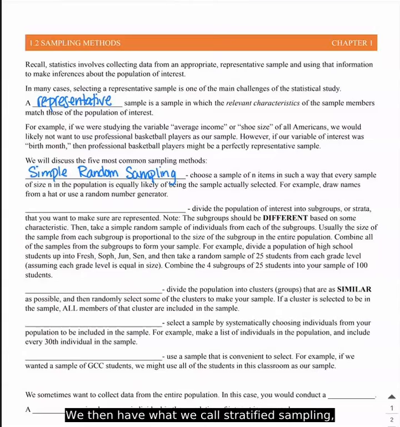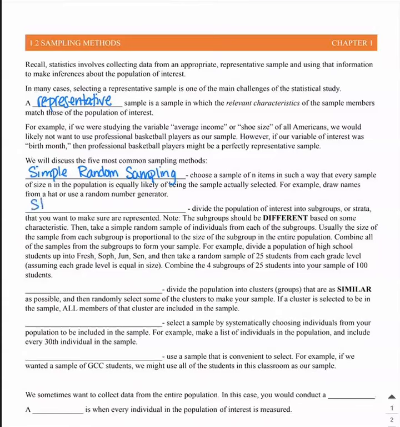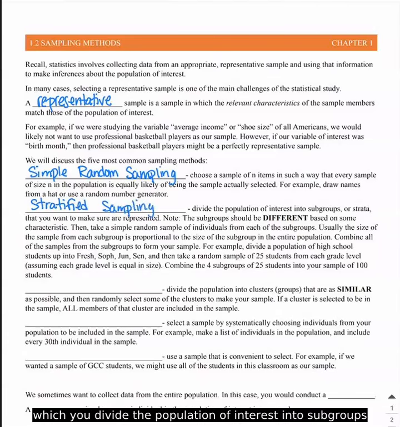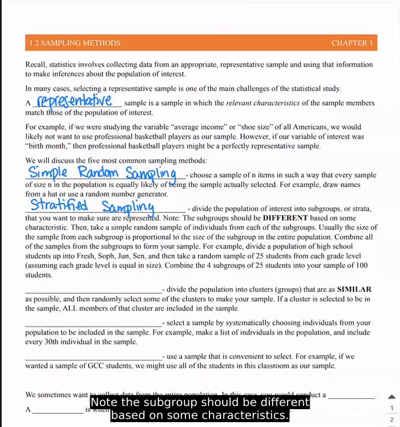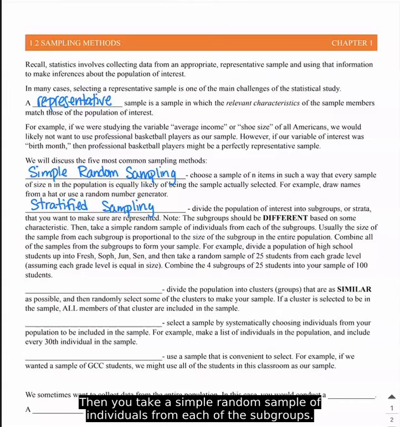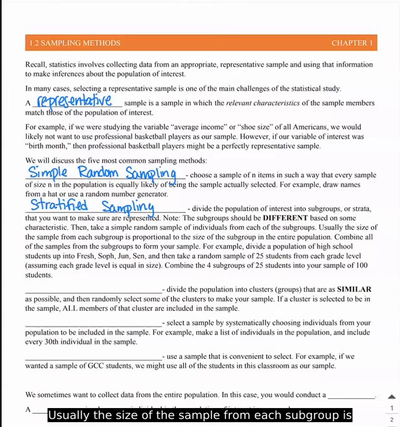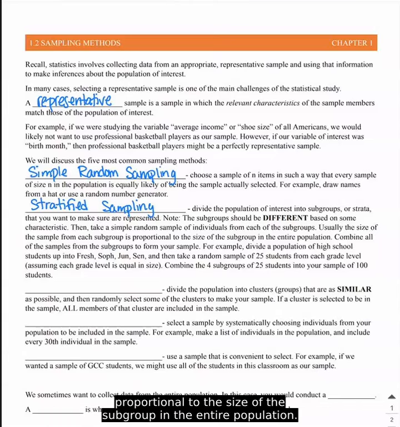We then have what we call stratified sampling, in which you divide the population of interest into subgroups or strata that you want to make sure are representative. So note, the subgroups should be different based on some characteristic. Then you take a simple random sample of individuals from each of the subgroups. Usually the size of the sample from each subgroup is proportional to the size of the subgroup in the entire population. You then combine all of the samples from the subgroups to form your sample.